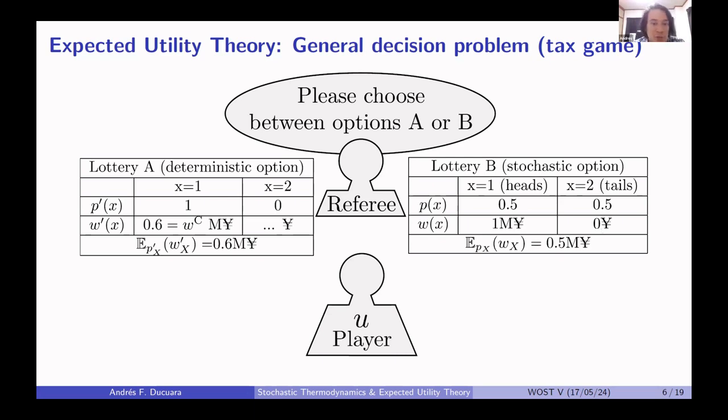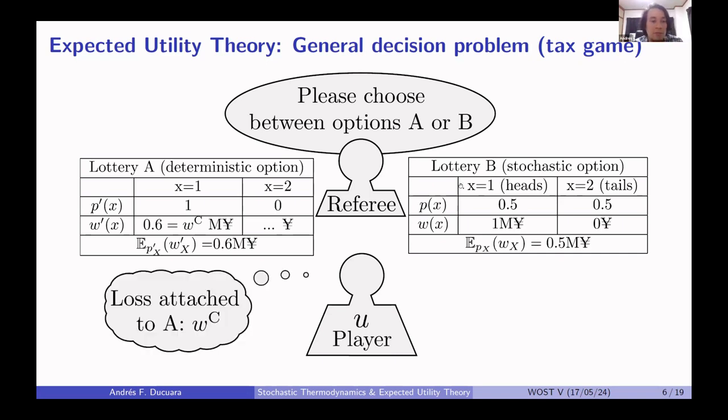Given these two options, the problem that economists pose is: how can we solve this problem? The idea is that we want to model the way a player will make a decision. In order to do that, one can imagine that we assign a number, a value, to option A. In this case, it's pretty straightforward.